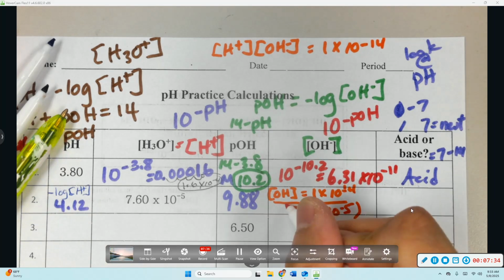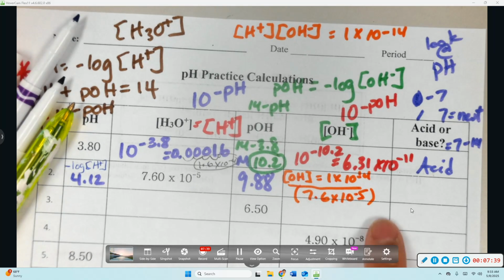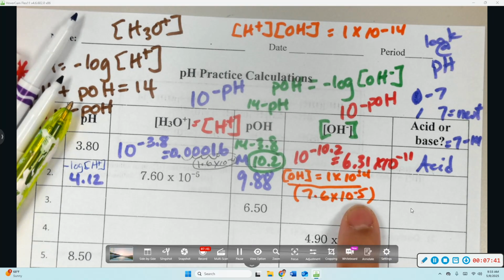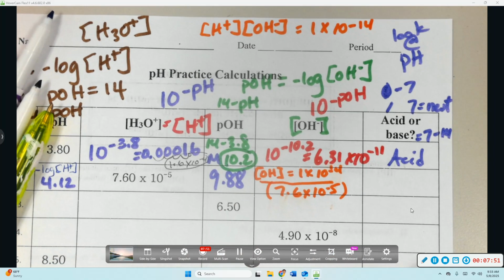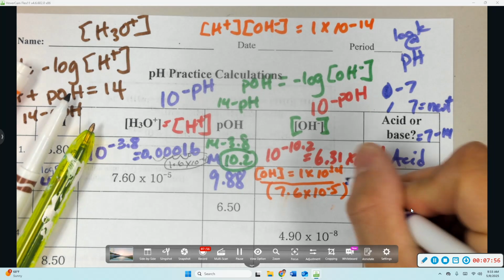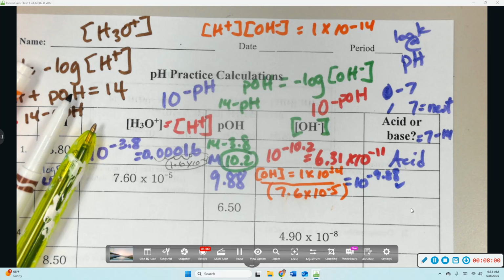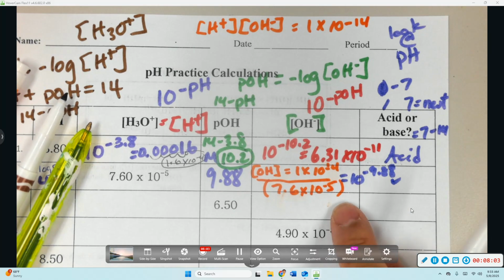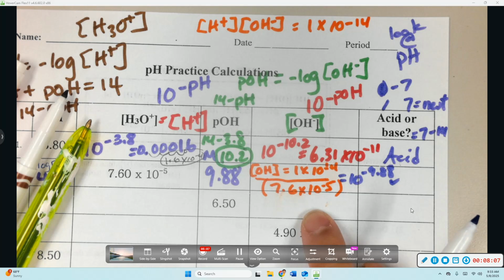But when you divide, make sure you put this in parentheses, okay? At the bottom, the denominator, or else it's going to multiply the 10 to the negative 5 separately. So you can do that. You'll get the same answer as if you were to raise 10 to negative 9.88. I think this is easier, but for your understanding later on, if you're not provided the pOH, you can just use this one, the orange one here. Okay, so you can do that.